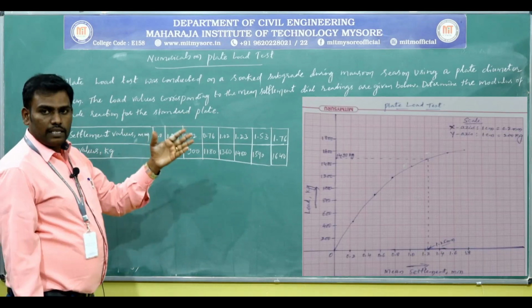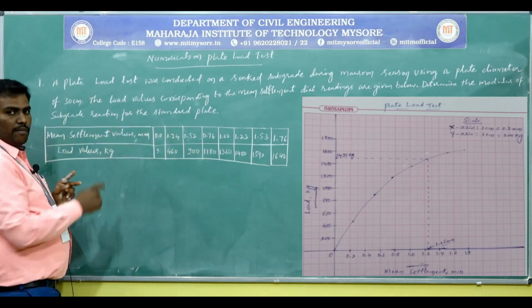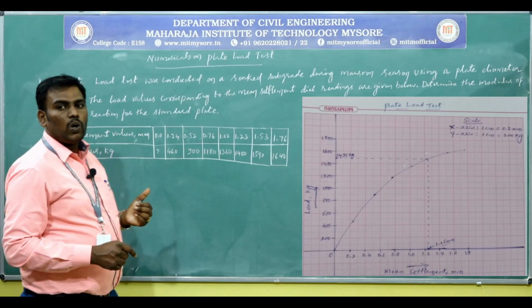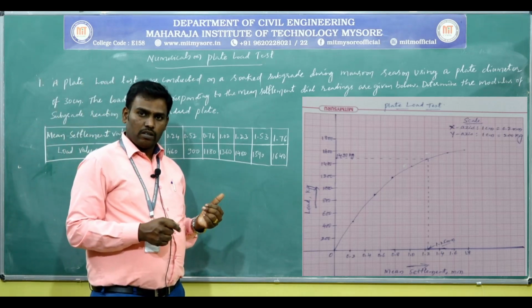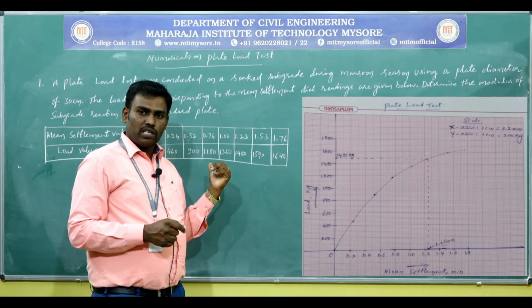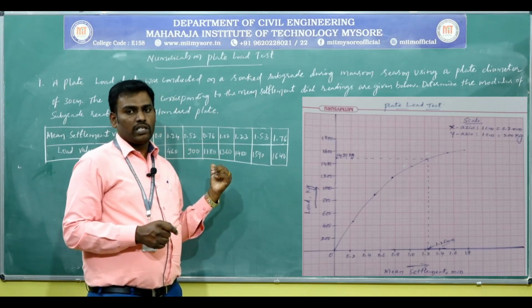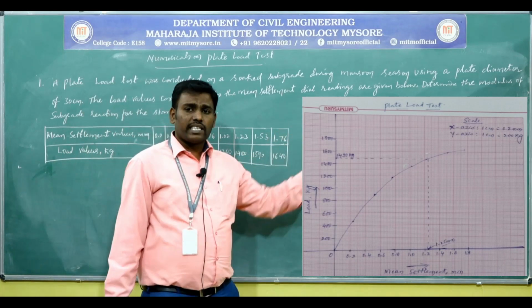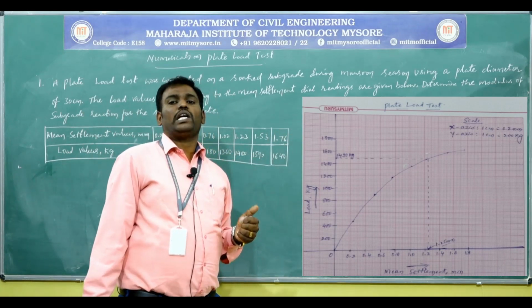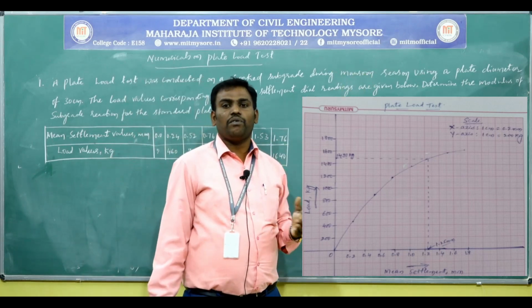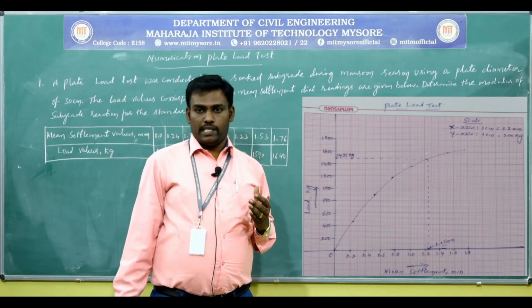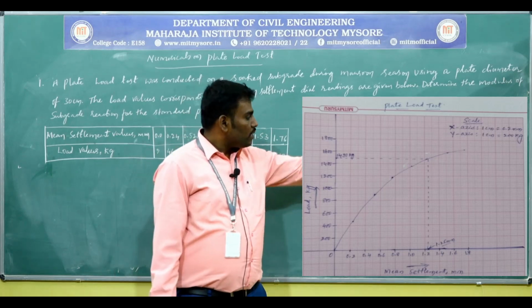Okay, x-axis is the mean settlement values in mm and y-axis is the load values in terms of kg. You may use the scale of x-axis 1 cm is equal to 0.2 mm and y-axis you may use the scale of 1 cm is equal to 200 kg. Is it clear? Okay, you may see from the graph.